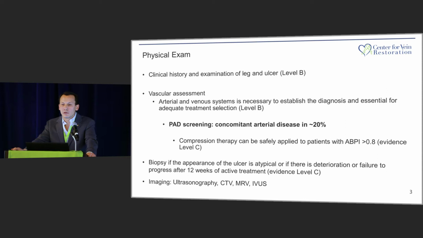But start with the physical exam, your clinical history and examination of that leg, okay? The vascular assessment is key. As vascular specialists, we want to make sure: is it venous, or is it arterial, or is it other, or is it a mixed ulcer? So make sure that you take that into consideration. If it's looking different, strangely not fitting into that venous arterial component, think of biopsy. Could it be a malignancy, as Dr. Deal already spoke of? And obviously the imaging is critical for us. Sonography is a must, whether then we switch to CTV, MRV, IVUS to confirm suprainguinal disease is key.